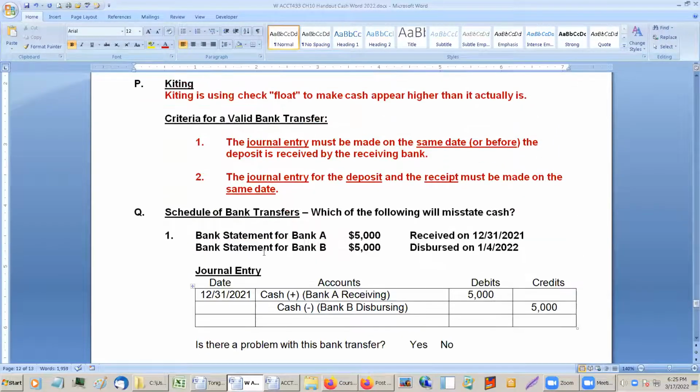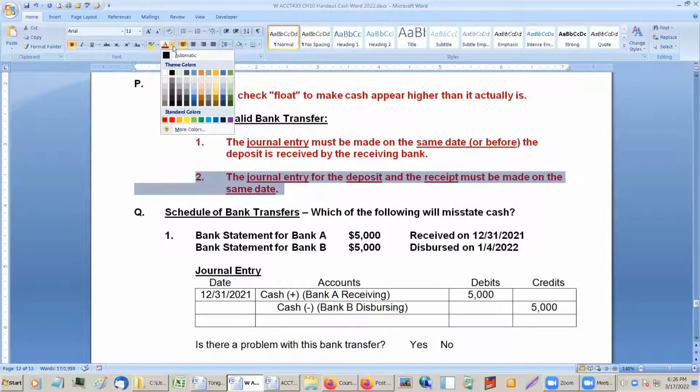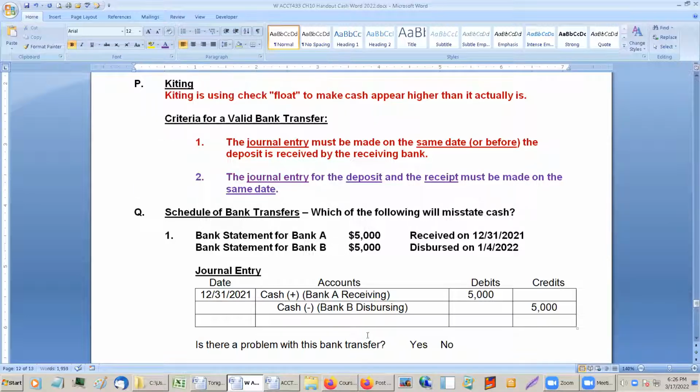So this first one, Bank A received the deposit on the 31st. I'm going to make these different colors so that we can match them up. Okay, must be on the same date or before. So here's the receiving date, and here's the journal entry date.